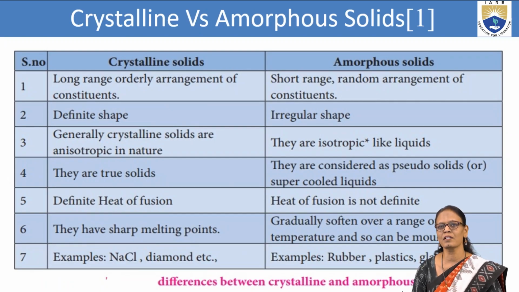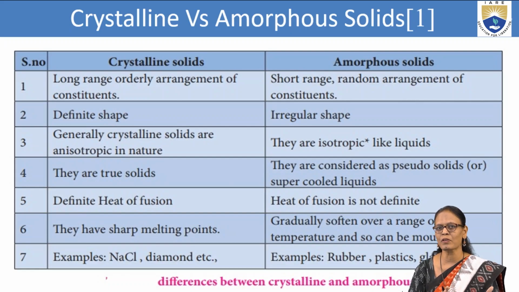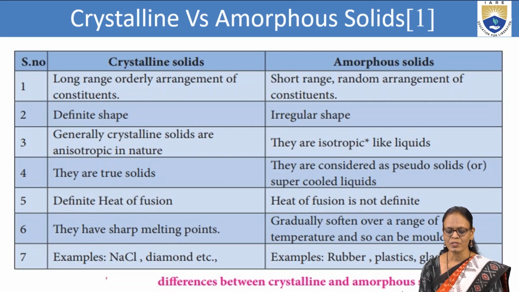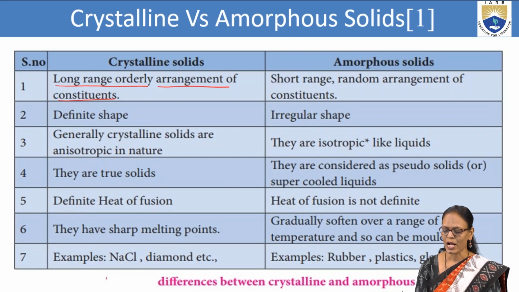Now, let us just summarize whatever we have discussed. We have discussed crystalline and amorphous solids, and we are going to compare and contrast their properties. When it comes to crystalline solids, they have a long range order arrangement of atoms. So, along a long range, these atoms have an orderly arrangement. And in amorphous solids, it is short range and the arrangement is random, as we have seen.